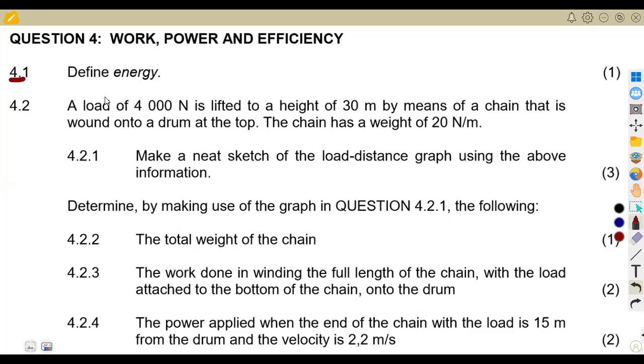4.1, define energy. We talked about energy as the ability to do work. Remember, power is the rate of change of work done. But the energy now is that ability to do the work. So this one is the ability here to do work. Just like that, you're done. 1 mark for that. It's enough.